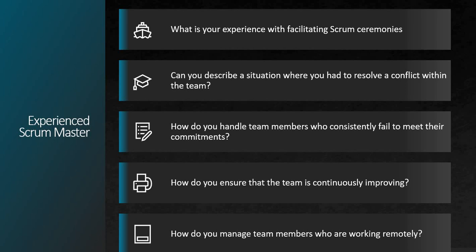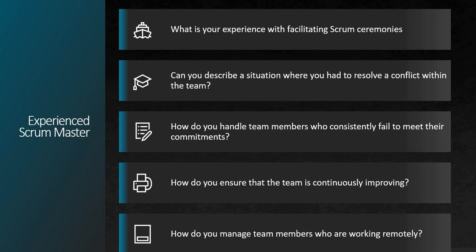How do you ensure that the team is continuously improving? As a Scrum Master, I facilitate sprint retrospectives to identify the areas of improvement for the team. During the retrospectives, we discuss what went well, what didn't go well, and what could be done better. After that, we come up with an action plan for the next sprint. I also encourage the team to participate in knowledge sharing sessions and attend training programs to enhance their skills and knowledge.